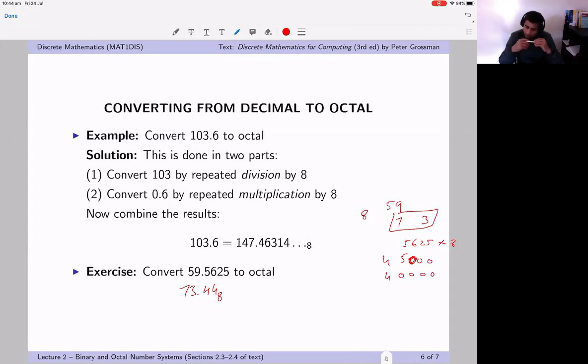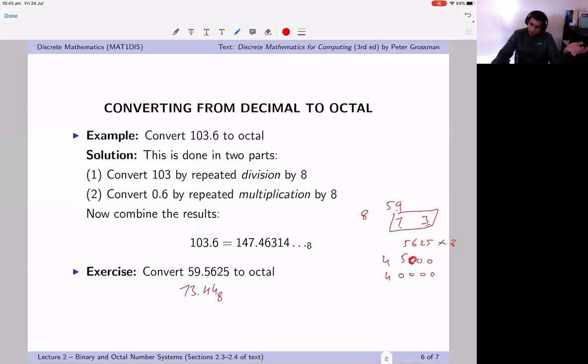So my answer to this question is 73.44. How did I do that? I divided 59 by 8. 8 sevens are 56, so 7 is here and the remainder is 3. I cannot further divide it, right? Because these digits are already smaller than 8. So for the integer part, my answer is 73 point.